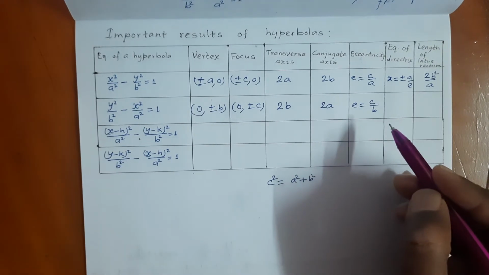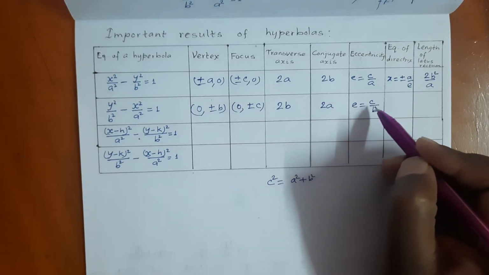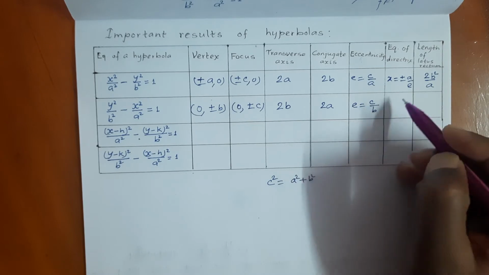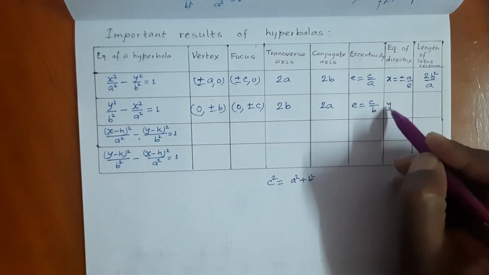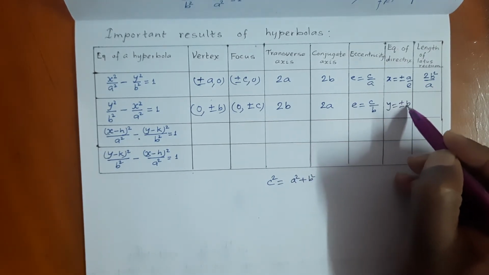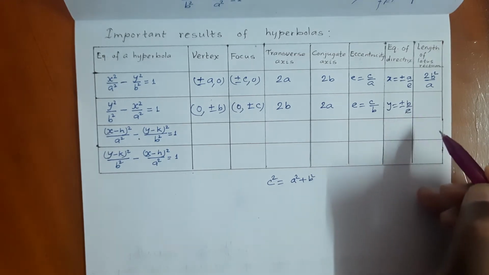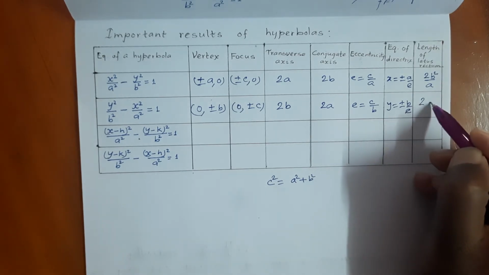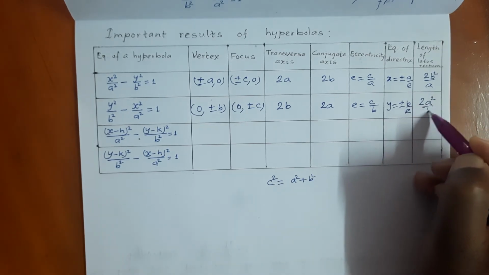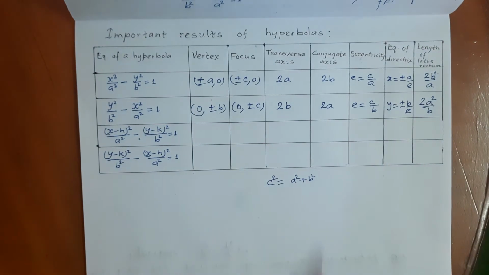When the transverse axis is along y-axis, then eccentricity formula is c over b, and equation of the directrix will be y equals to plus minus b over e, and length of the latus rectum is 2a square over b. In this way, we can write the equation of directrix, length of the latus rectum, and other parameters as well.